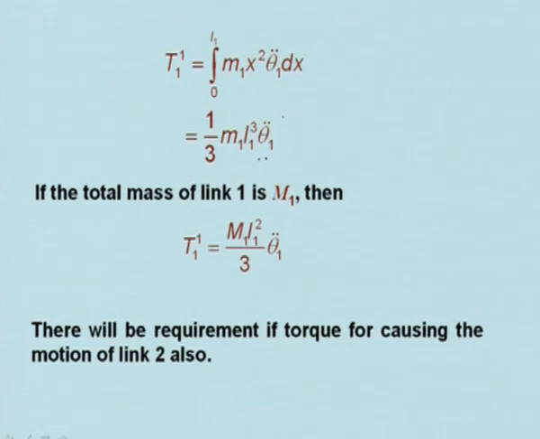So this is a very nice expression. That means theta 1 double dot is equal to alpha, so T is equal to I alpha. Had only the first link been present, and the other link was not there, then the matter was finished, because this is the torque contributed by the particles of first link, and the motor will supply that torque. However, there will be a requirement of torque for causing the motion of link 2 also.